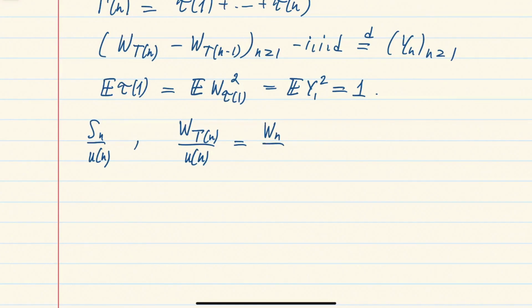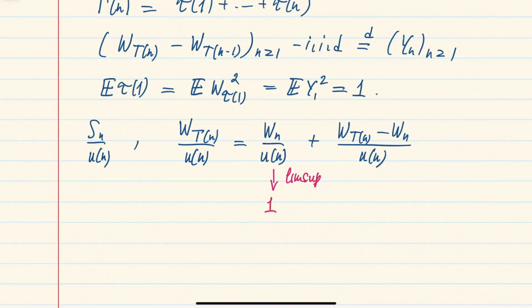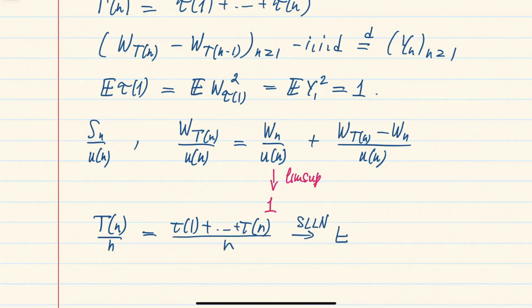So this can be written as W at time n over Un, something that we already controlled in the law of the iterated logarithm for the Brownian motion, plus this increment divided by Un. For the first term, we already know that if you take a lim sup when n goes to infinity, this will go to 1 by the corresponding result for the Brownian motion. But in the second term, we just noticed that by the strong law of large numbers, this Tn divided by n is just the average of IID random variables tau i. And so it converges almost surely to the expectation of tau 1, which we just said is equal to 1.